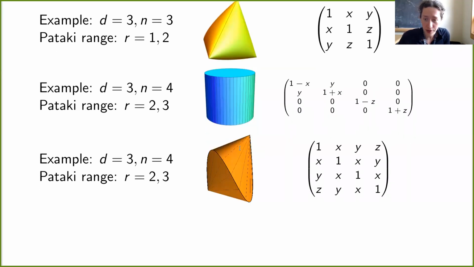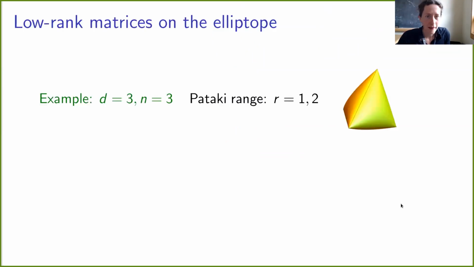But then if you do something special, like in this example, there are actually matrices of rank 1. Because this is not general, we picked something very special. If we take everything equal to 1, we get a rank 1. That's this guy up here. So even though the Pataki range says that we should expect things of rank between 2 and 3, if we pick something special, we might hit things of even lower rank. Does that answer your question, Dustin?